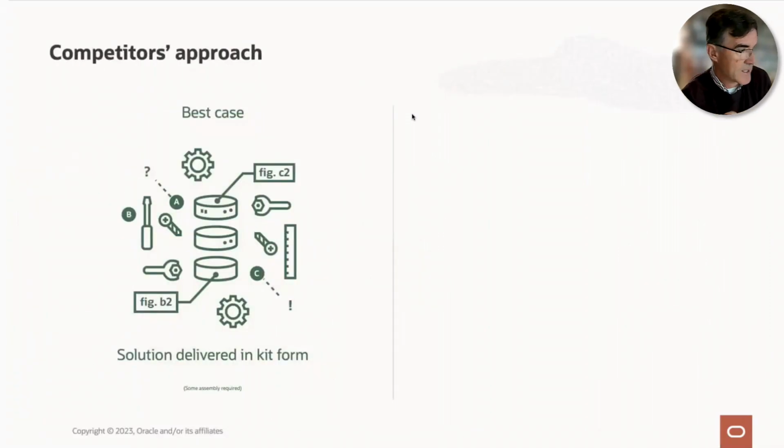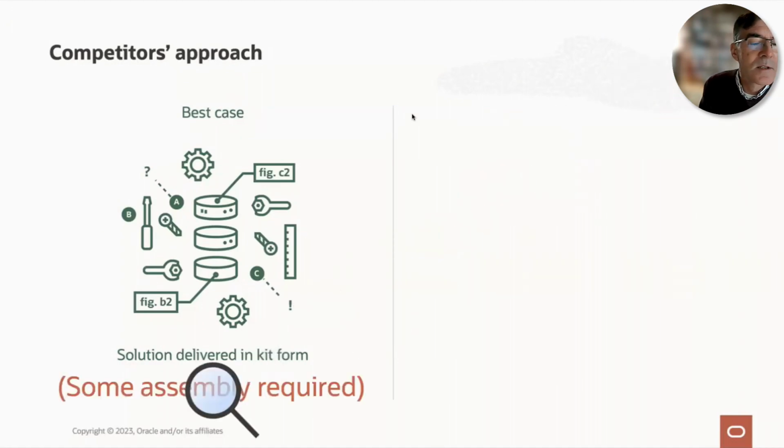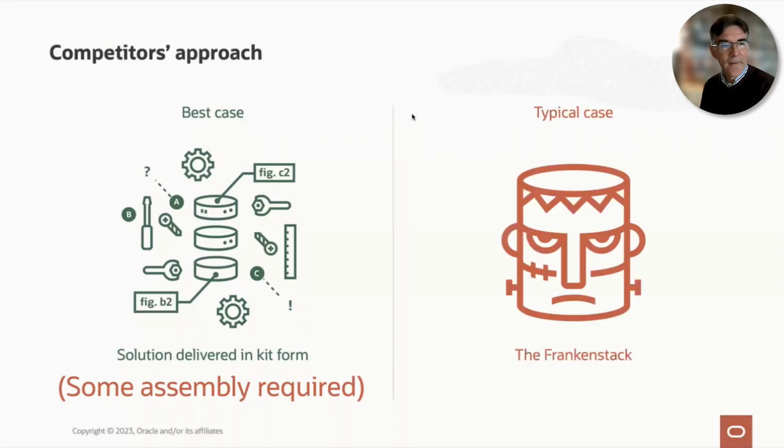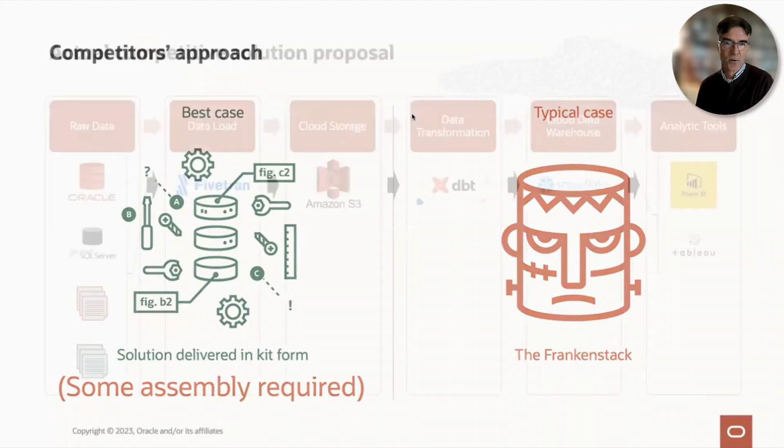So now let's get back to that false equivalence, because our competitors would say, okay, well, to do all the stuff we've just been talking about, you've got all these little components you can bring in, and you cobble this thing together all by yourself. In best case, it's a solution that's delivered in kit form. There's a little bit of small print there. Oh, yes. Some assembly required. Yeah, I'd say so. Worst case, it's what I call a Frankenstack. You cobble something together and you've created a little monster that's going to haunt you.